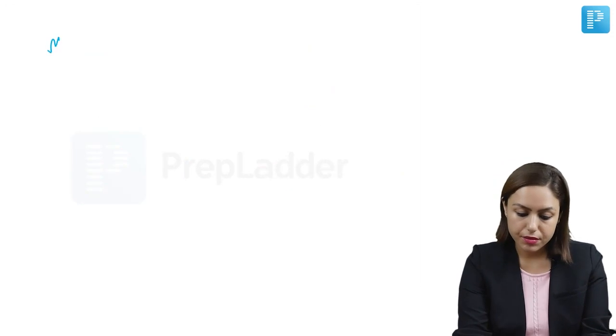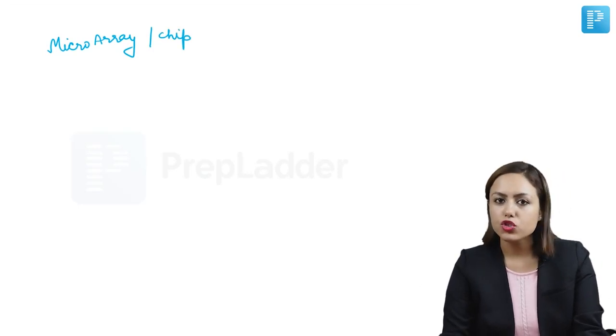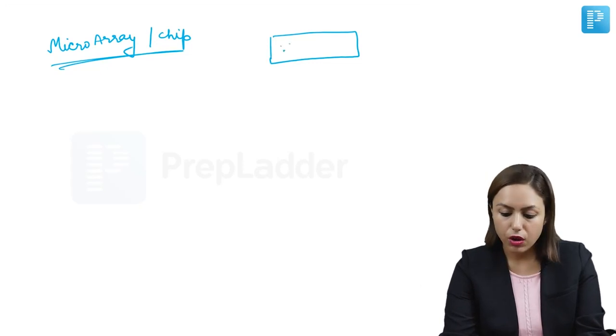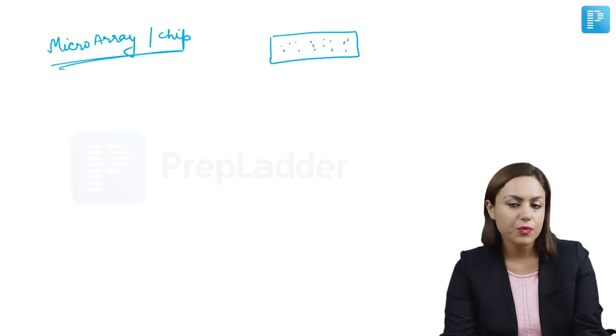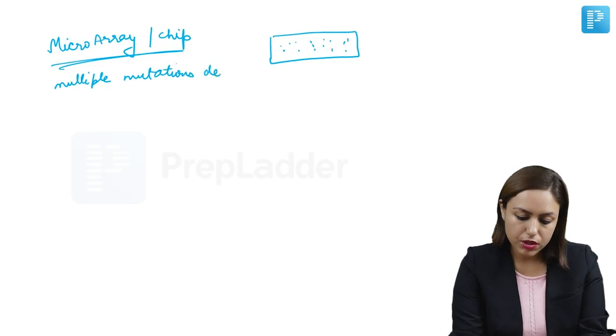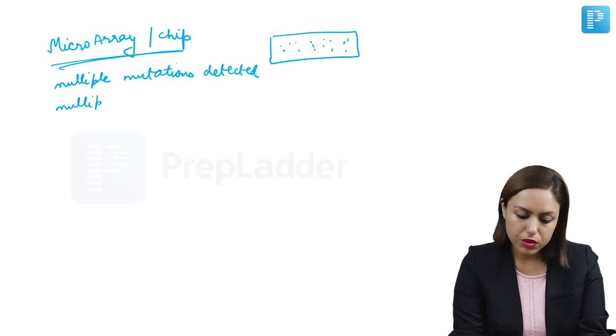Then the next technique is microarray or chip. Now be careful, I have written chip in small letters. Okay, this means a small chip is there in this technique where lots of DNA sequences can be placed and multiple mutations can be detected. Multiple mutations can be detected by this technique, microarray. Multiple gene expression analysis can be done.